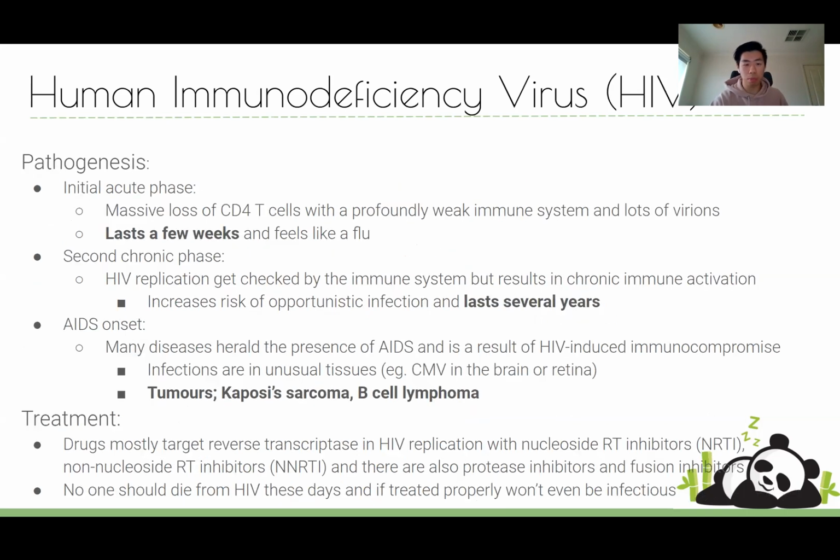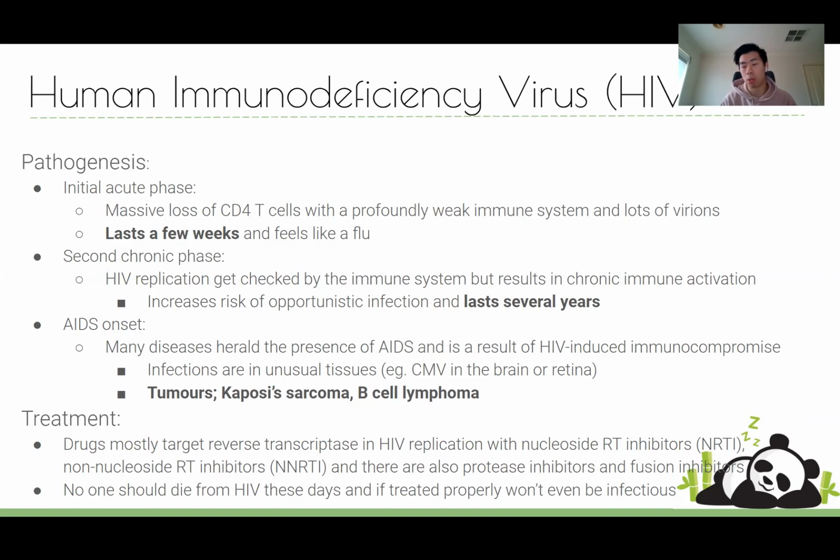So it goes through 3 phases. You get this graph that you get shown a bit, but I don't really think it helps that much. But in the initial phase, basically you have a massive loss of your CD4 cells, causing a profoundly weak immune system and a lot of virions.